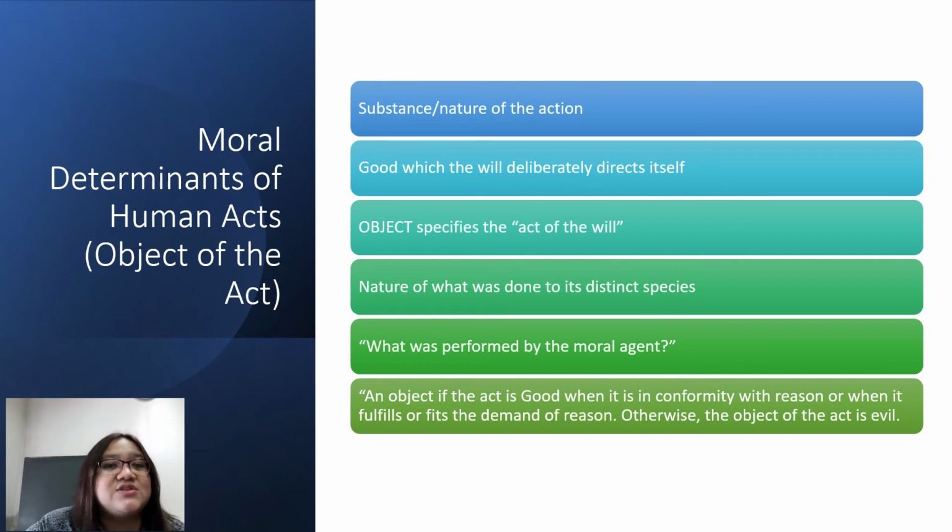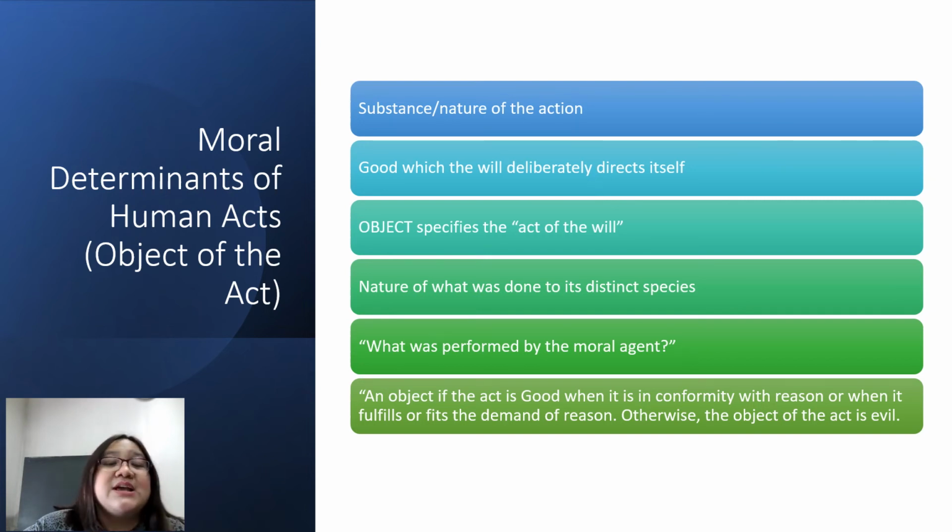And speeding is wrong. Why is it wrong? Because of the consequences of that action. What possible consequences can happen? We can hit someone, we can run over someone, we can get into an accident. Numerous things just because you were speeding.